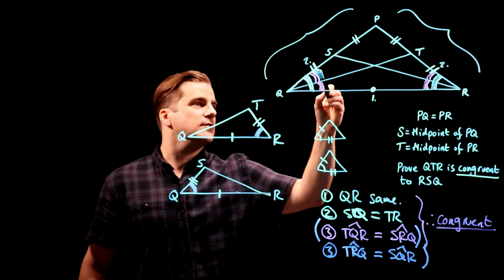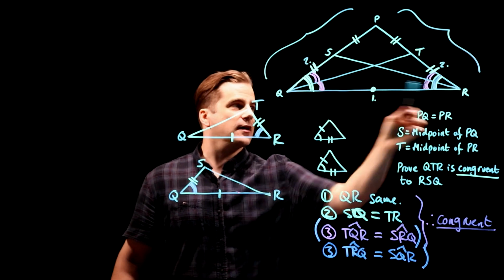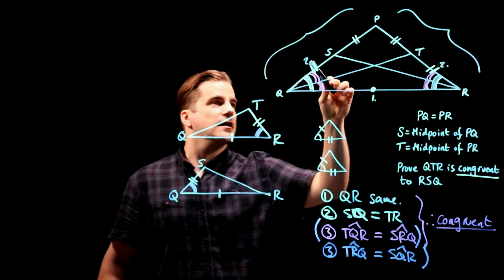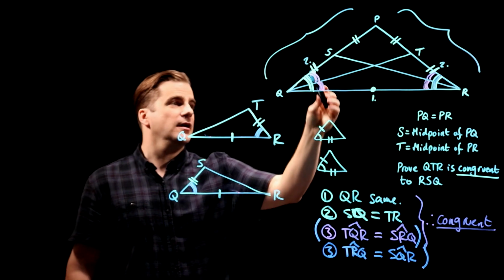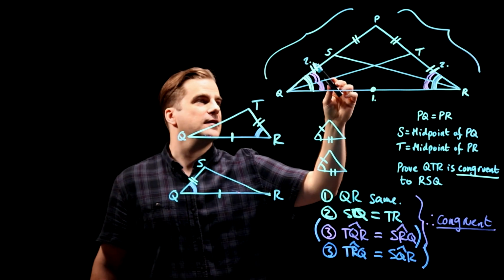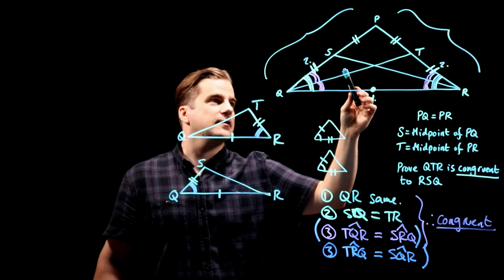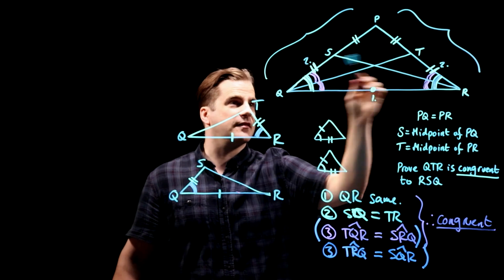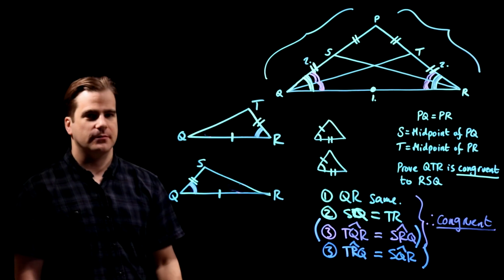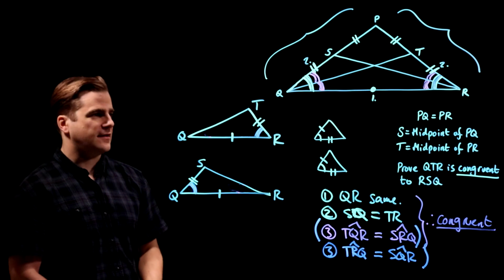Because they share the same side, they share this angle, and then you just need to show that SQ is the same as TR. And you know that that's the same as that because that's the same as that, and that whole thing is the same as that. Therefore that's the same as that, therefore that's the same as that. Okay? Right, I'll shut up.